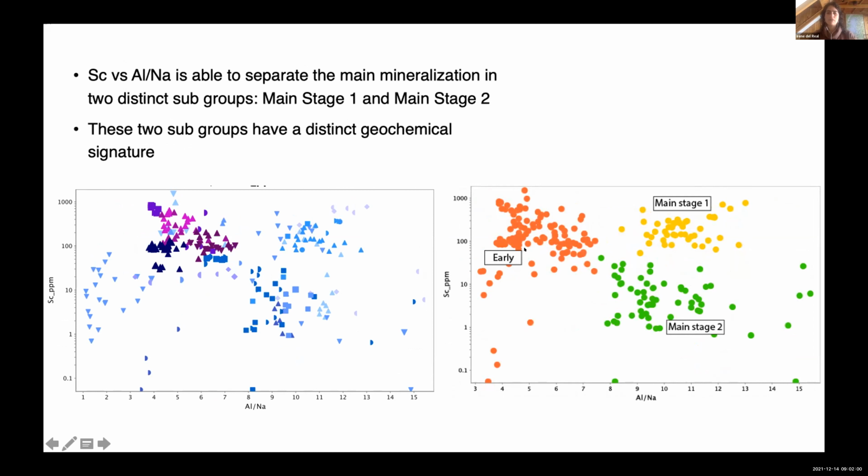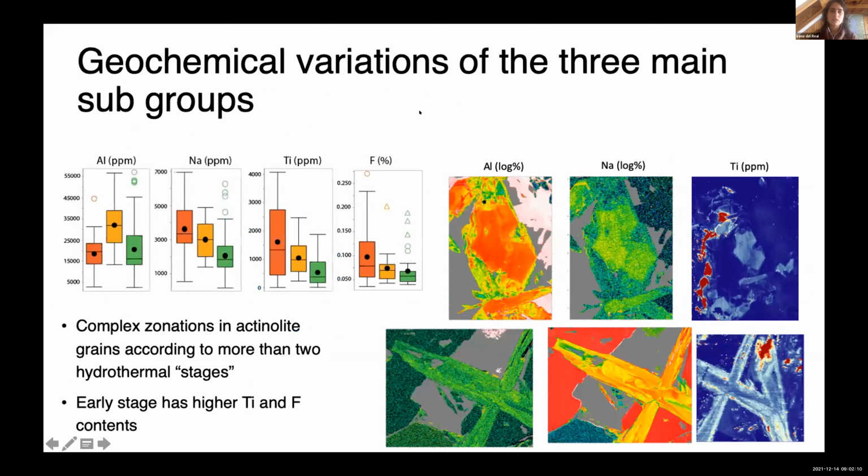So we are talking about now that we have an early and a main stage textures in actinolite, but also this main stage is more complex than just one pulse or one episode. So I'm going to show you now some of the variations that we see, just looking at these three groups and how we can also see these in different compositional maps.